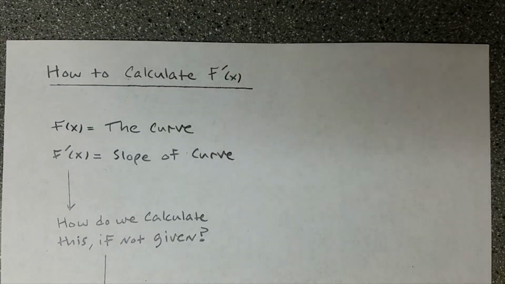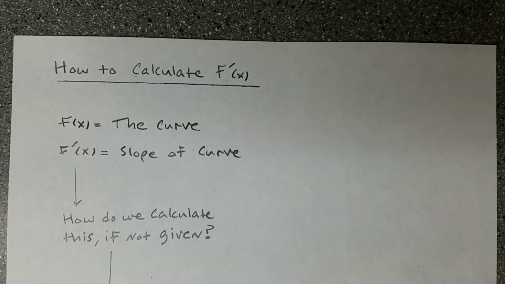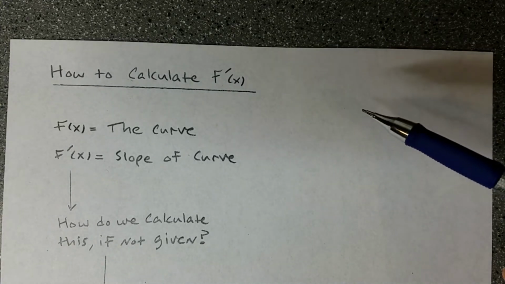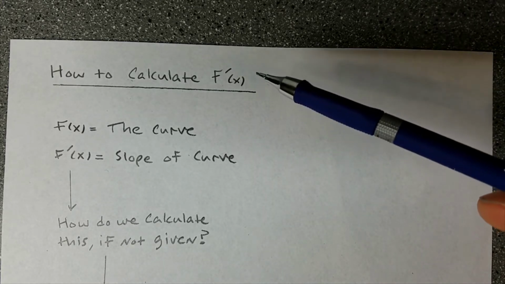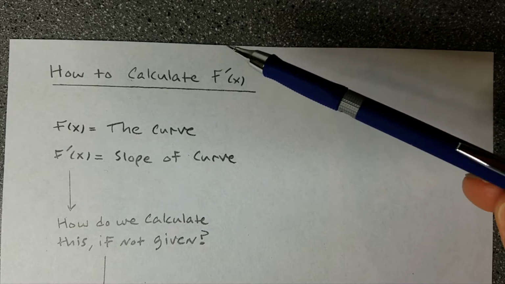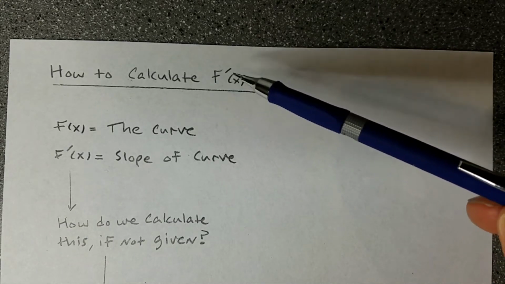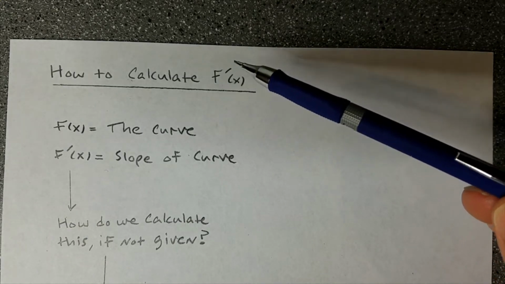Alright everybody, here's what I think will be the last video in the series over secant lines, tangent lines, etc. In this last one we figure out how you calculate the derivative. The derivative is also called by the notation f prime.